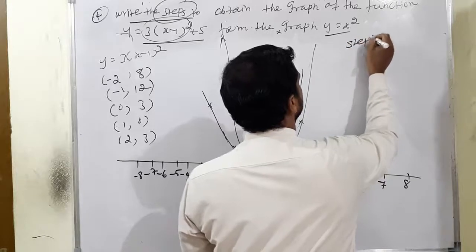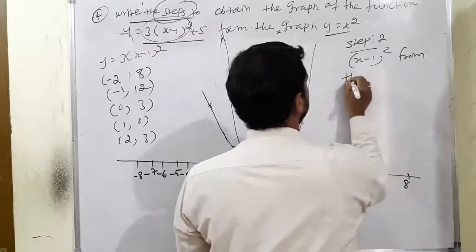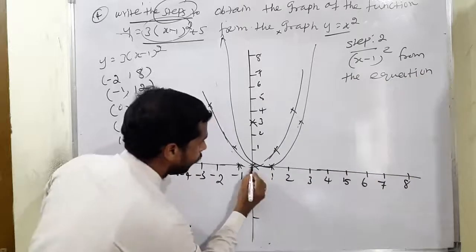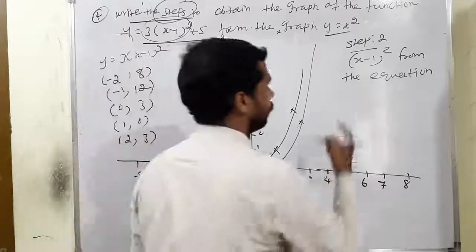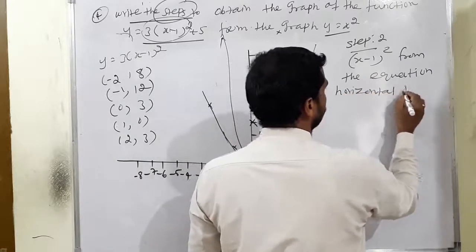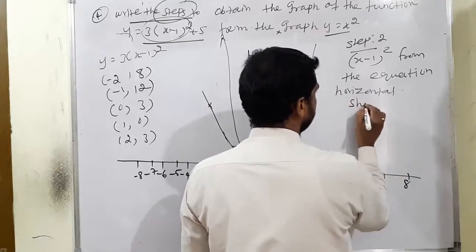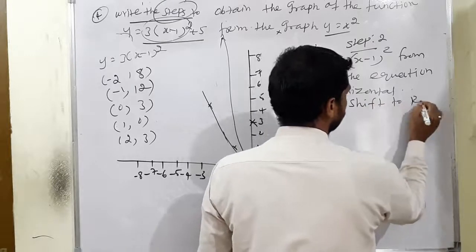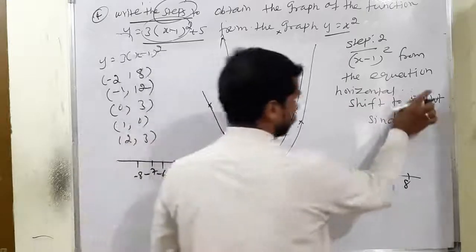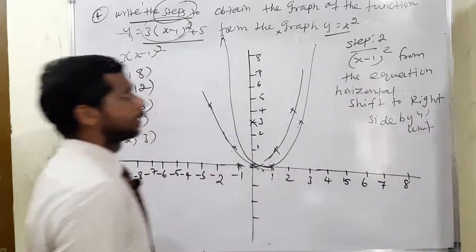Step 2: x minus 1 the whole square. From the equation, shift 1 unit horizontally, shift to the right side. By how many units? Only 1 unit. By 1 unit. This is step number 2.